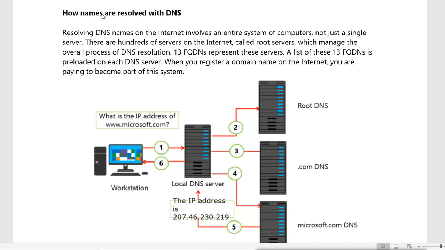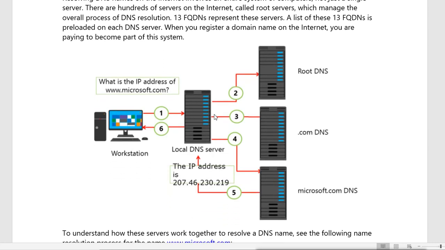How are names resolved in DNS? Resolving DNS names on the internet involves an entire system of computers, not just a single server. There are hundreds of servers on the internet called root servers, which manage the overall process of DNS resolution. And there are 13 FQDNs that represent these servers, and a list of these 13 FQDNs is preloaded on each DNS server. So when you register a domain name on the internet, you are paying to become part of this system. So how does it work on the internet, how are these names resolved?